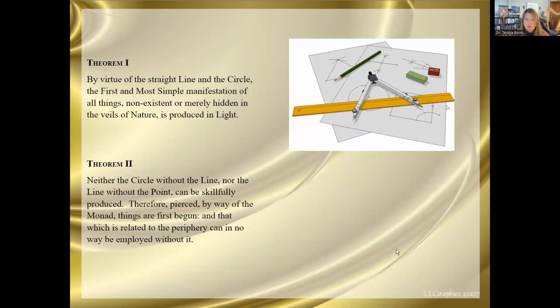But now, remember back to the very beginning, when we just started into the theorems, Theorem 1, Dee said, "By virtue of the straight line and the circle, the first and most simple manifestation of all things, non-existent or merely hidden in the veils of nature, is produced in light." We talked about that most in terms of the need of light to be there. Fiat lux, or let there be light, of Genesis 1:3, and so on.